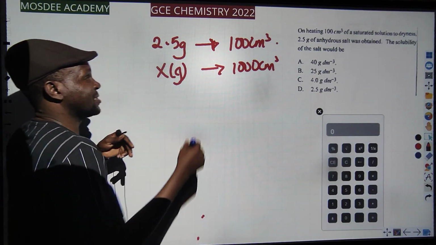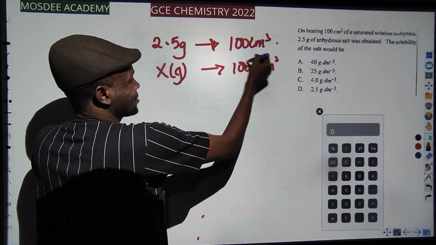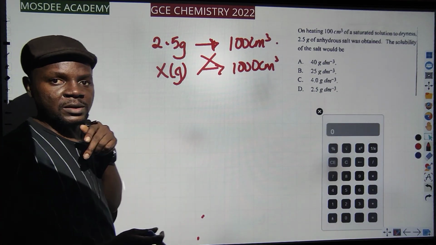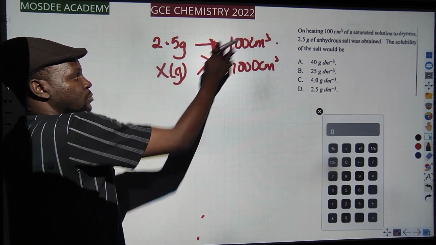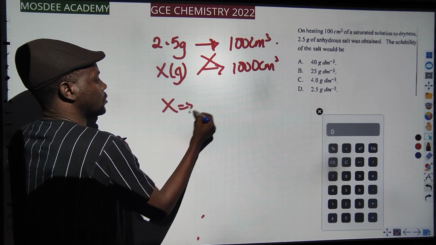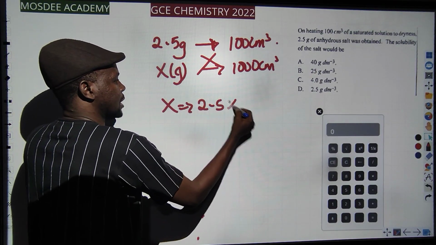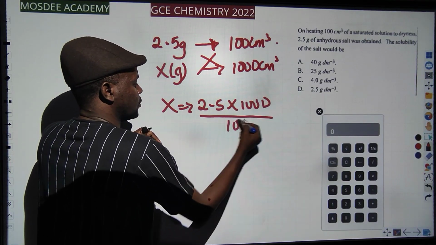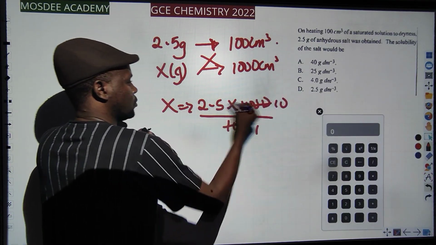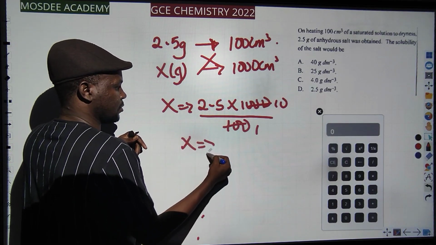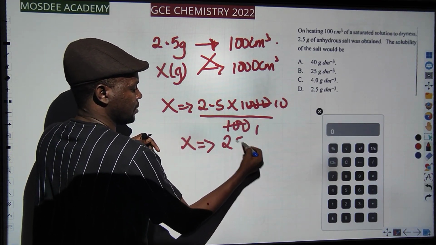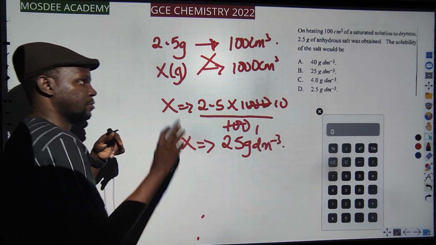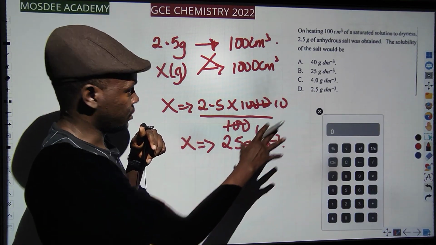So what do I know, guys? Most of the teachers will tell you to link them by cross multiplication. This will come to this, and this will come to this, making it a formula. So it will be 2.5 times 1000, and we are dividing the answer by 100. So 2.5 times 10 is going to give me 25 grams per dm cube. So you can see sometimes questions are very cheap like this and fast. Admin, next one.